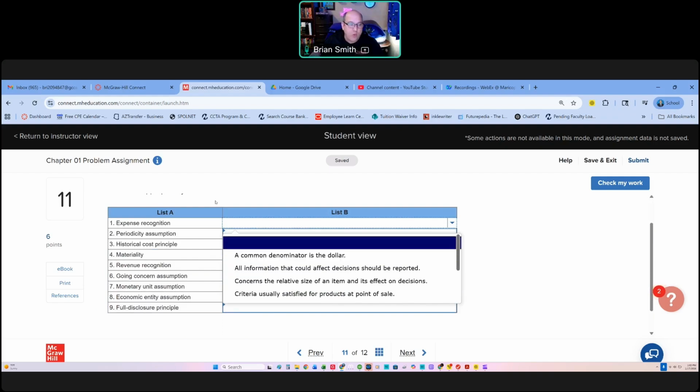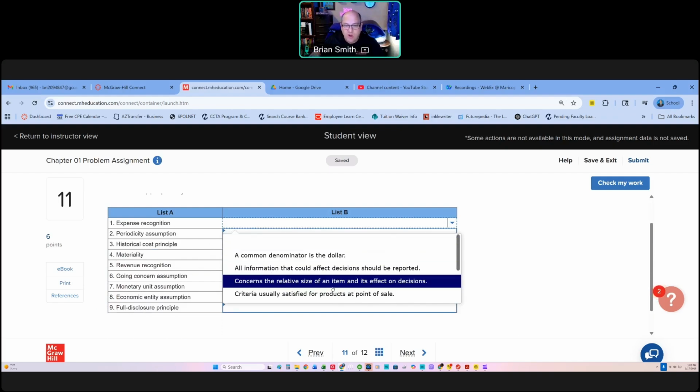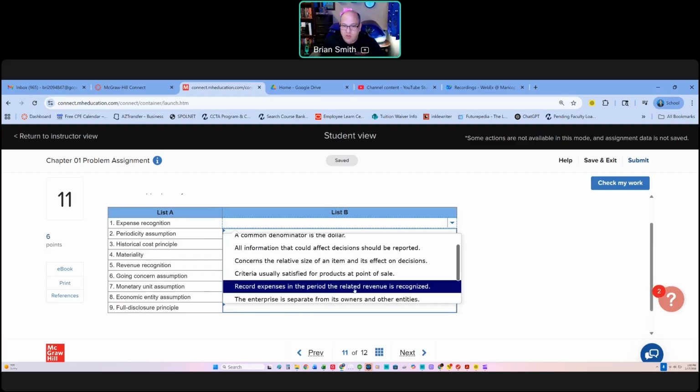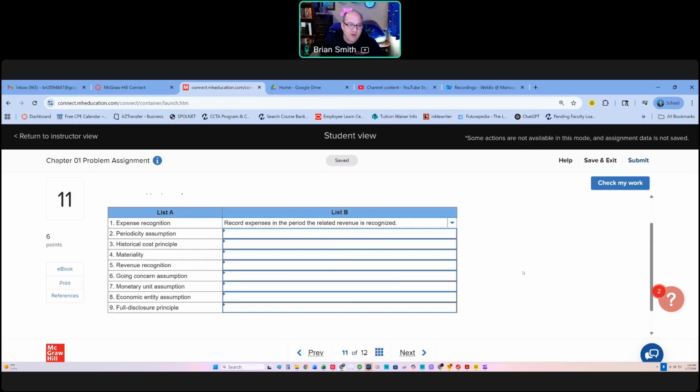You just come over here to list B, click into it, click the down arrow, and look for whatever fits here. Maybe I'll throw you one because it's an easy one: expense recognition. We're looking for something that says we recognize our expenses in the accounting period in which we use them, matching our revenues. So let's see, record expense of the period, the related revenues recognized. So that's your expense recognition principle. That's what you're going to do for all of these.